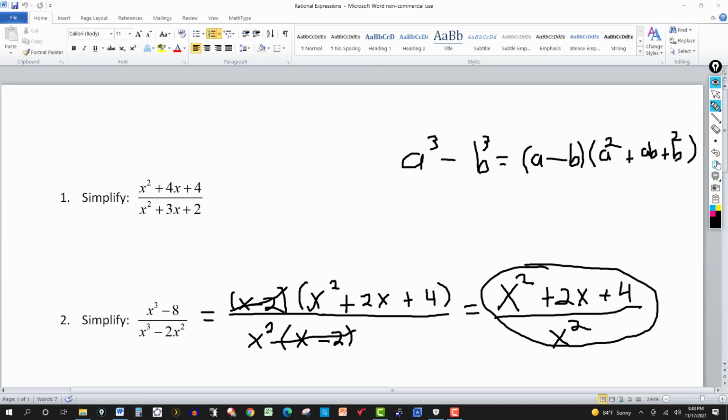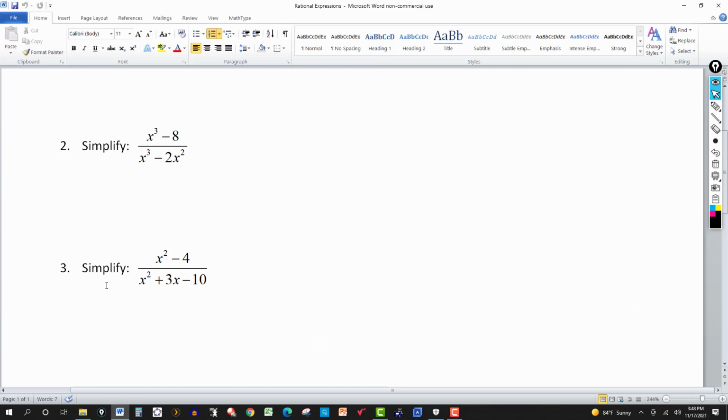Cancel this here. The next one we have, again, simplify or reduce to lowest terms. That's what this means. x squared minus 4 over x squared plus 3x minus 10. Now here we have the difference of two squares. So if you have the difference of two squares, let me write the formula. a squared minus b squared.